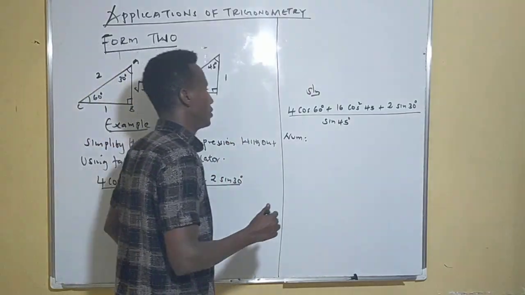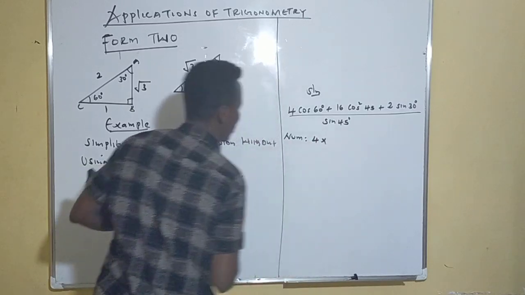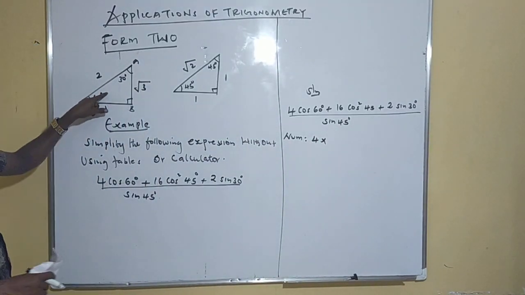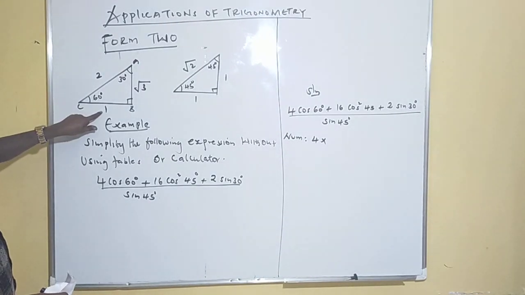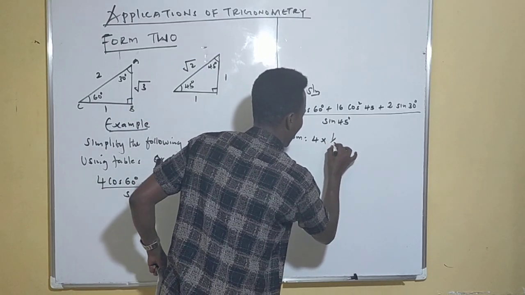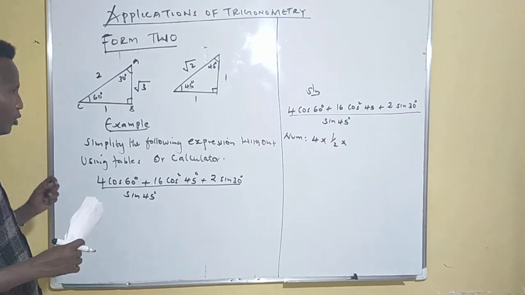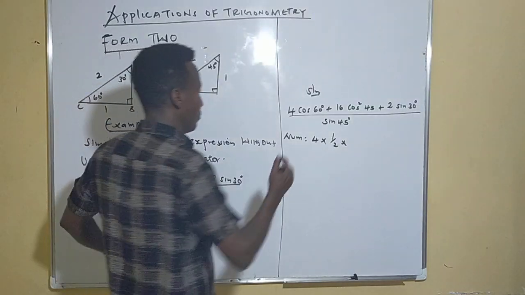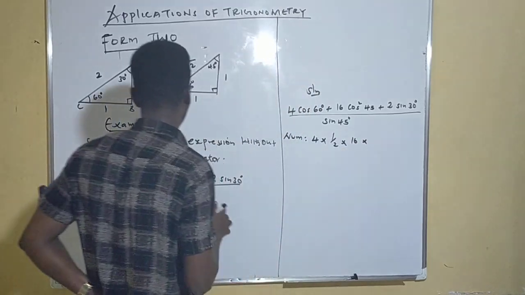We have 4 cos 60. We're going to say 4 times cos 60 is how much? Come to this point. Cos means adjacent over hypotenuse. That's a half. Remember, cos means adjacent over hypotenuse, you know SOH CAH TOA. Plus 16 times cos 45 squared.